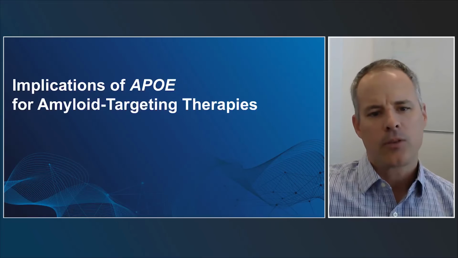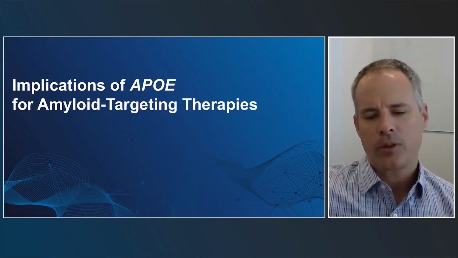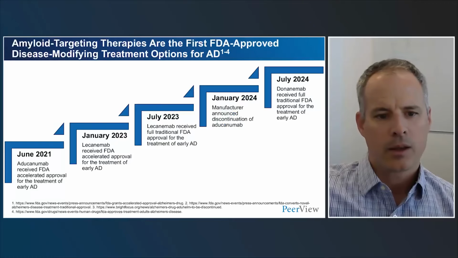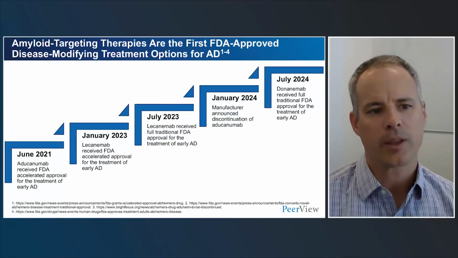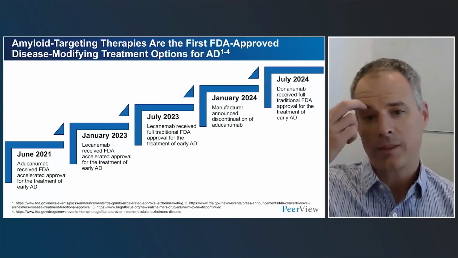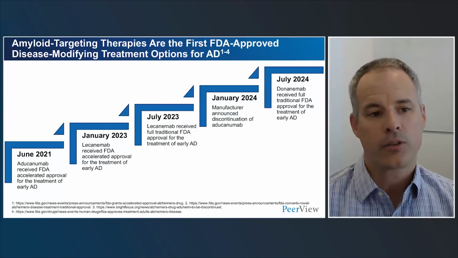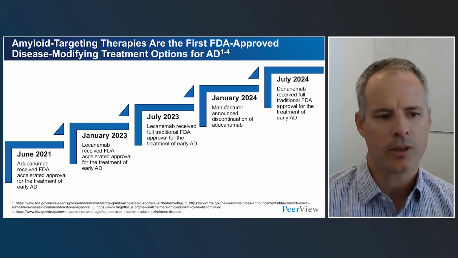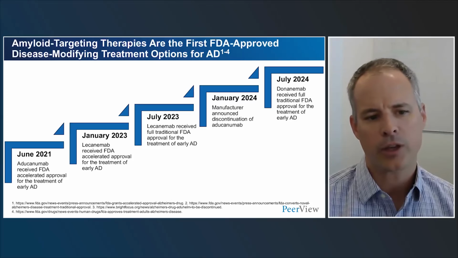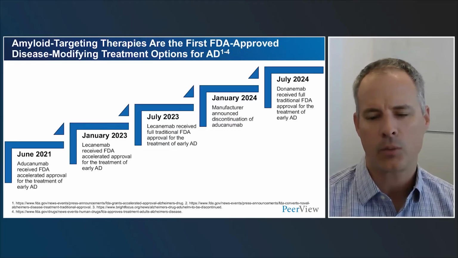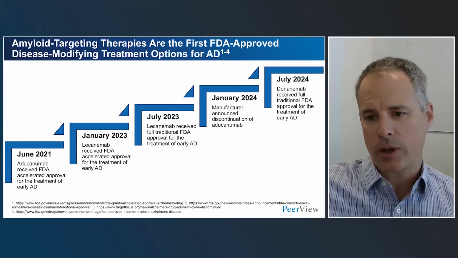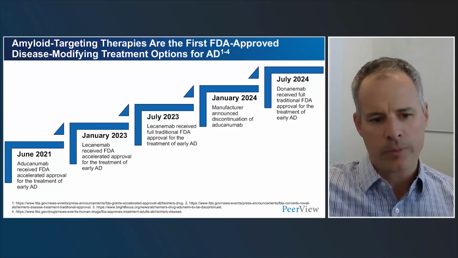So what are the implications of APOE for amyloid-targeted therapies? That's going to be a major focus of what we talk about today. Let's first talk about the amyloid-targeting therapies, or the ATTs. These are the first FDA-approved disease-modifying drugs for Alzheimer's disease. It started with aducanumab back in 2021, which was the first to receive FDA approval. It received only accelerated approval and was never fully approved.